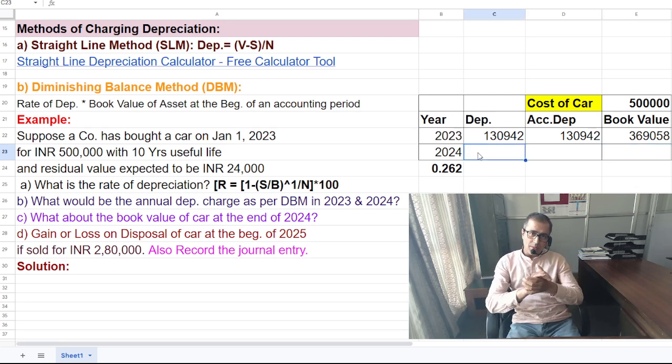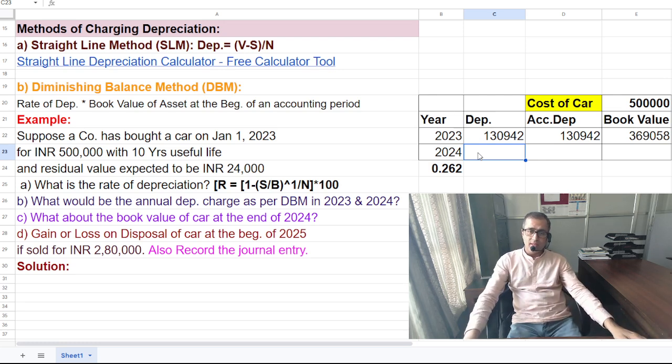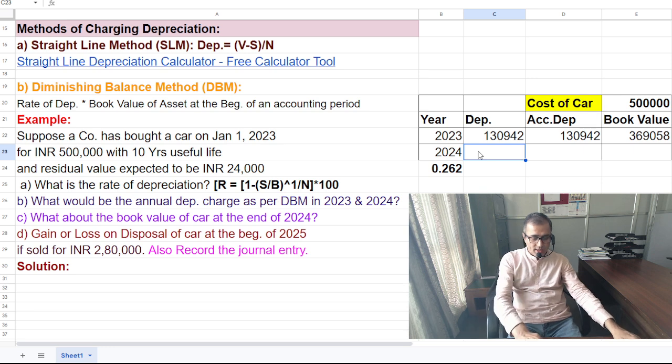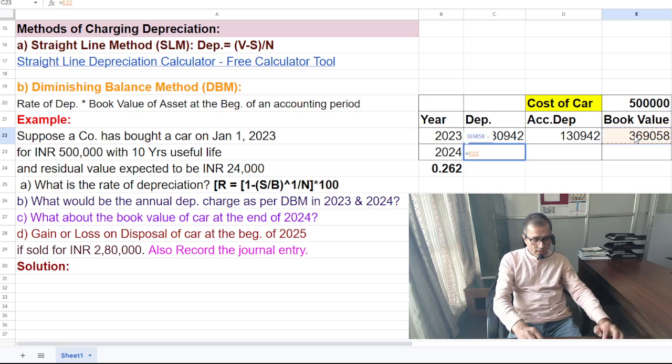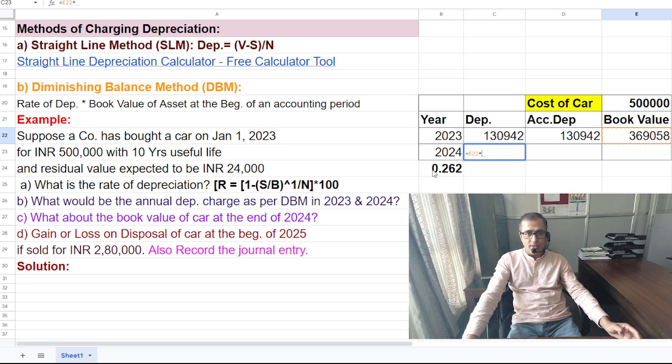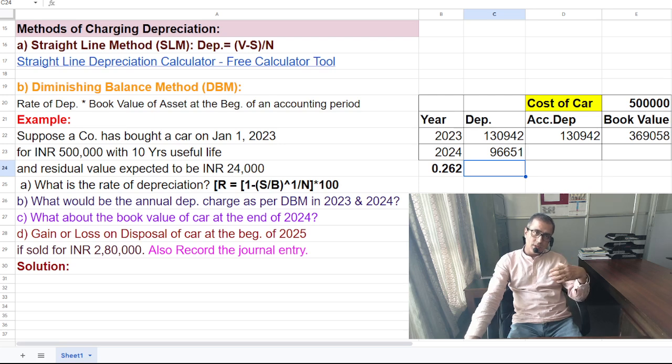Now what about the depreciation charge in 2024? The basic concept is that under the diminishing balance method, we take the book value into the diminishing rate, which we call the rate of depreciation. Look at this, it is different from the straight line approach.